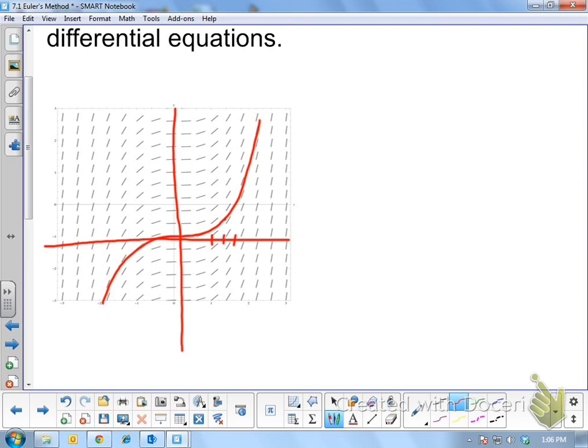So let's say I know something about that x and y value. But what I really want to know is something a little bit further on. It can't be too far away. It can only be a little bit further on. What can we always do with a curved function?